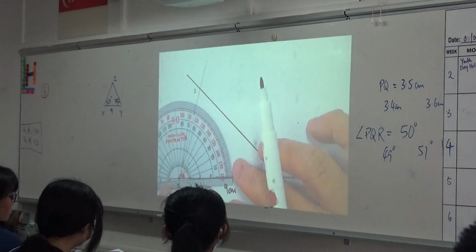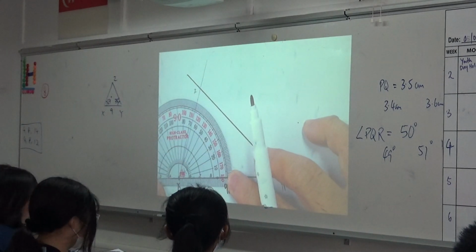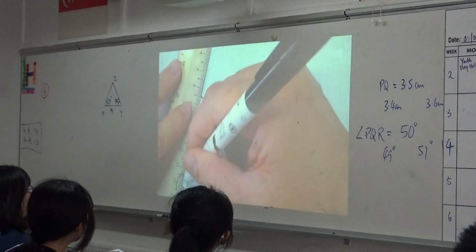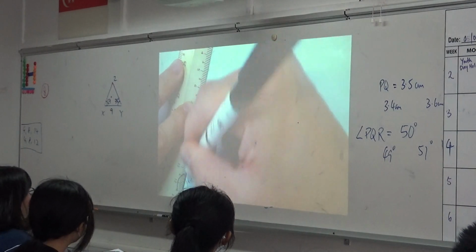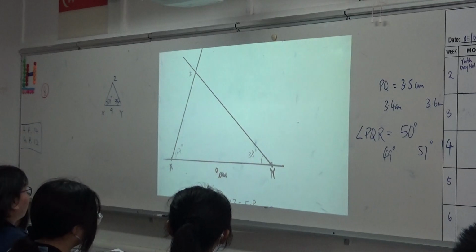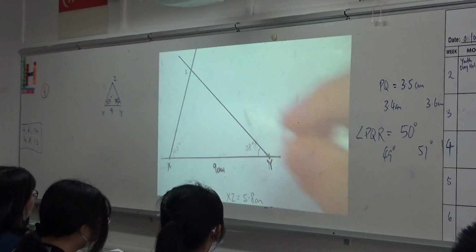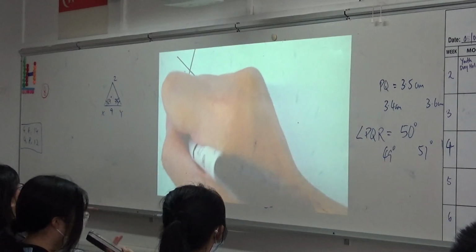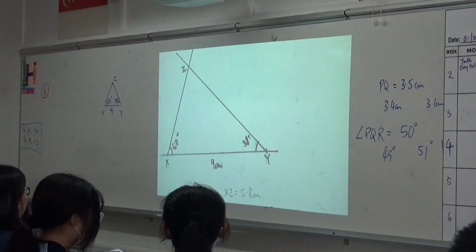So I put it here, right? Can you see it? Then I measure 67. Then I will join it with another line. So, can you see I have finished drawing already? Understand? Then you have to write down here 38 degrees and 67 degrees, and you have to write down Z.